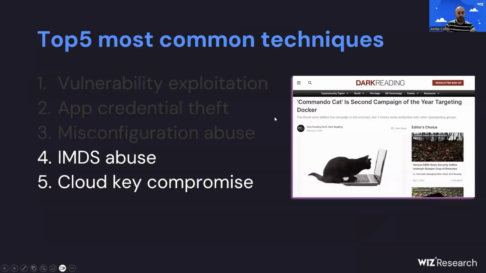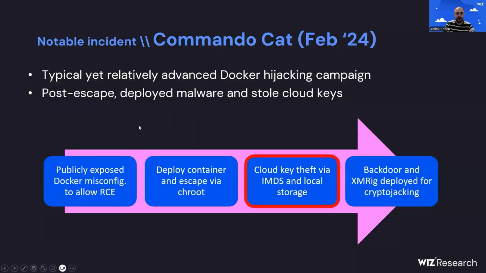And finally, we'll talk a bit about IMDS abuse and cloud key compromise. We'll talk about a campaign called Commando Cat. Commando Cat from earlier this year was a typical but relatively advanced cryptojacking campaign that focused on Docker. What they did was they gained access to a publicly exposed Docker that was misconfigured to allow RCE, similar to the Jupyter Notebook scenario I mentioned before with PyLoose.